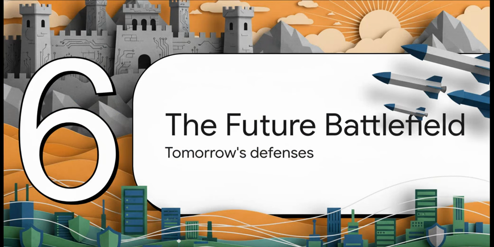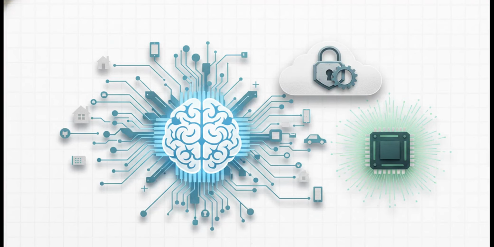Finally, let's wrap up with Section 6, the future battlefield. The fortress is built, but the arms race literally never stops. The future battlefield is wild. We're talking AI and machine learning trained to sniff out subtle anomalies that signal zero-day exploits. These are attacks using vulnerabilities no one even knows exist yet.